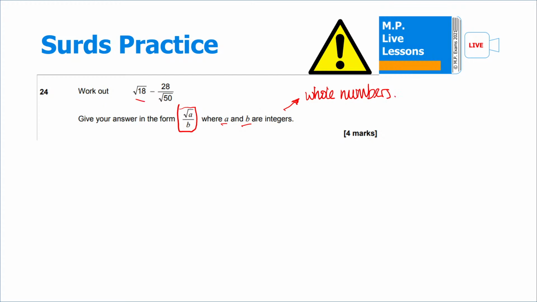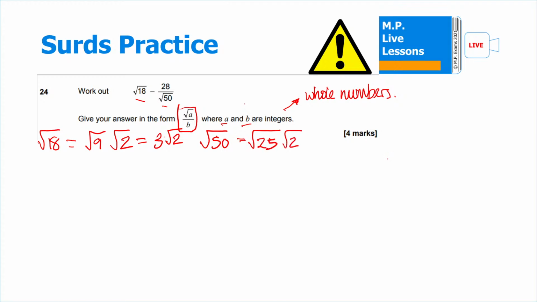So first we can see that root 18 and root 50 can be simplified on their own. The largest square number that is a factor of 18 is 9. And 18 is 9 times 2, so we get root 9 root 2. This simplifies to 3 root 2, because the square root of 9 is the whole number 3. We could do something similar with the root of 50. The largest square number that goes into here is 25. So we put root 2 because 25 times 2 is 50. And this becomes 5 root 2.